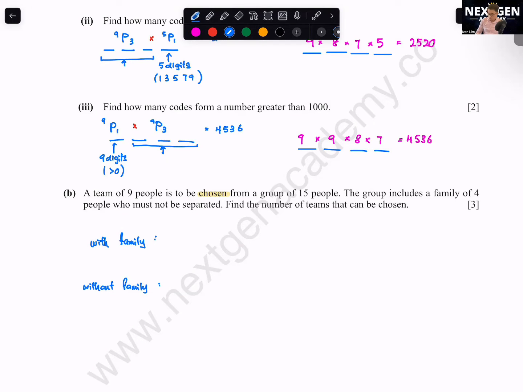Okay, so over here, we'll do 11C5. Why 11C5? Because here, 4 of the spaces are already taken by the family. So I only have another 5 left.